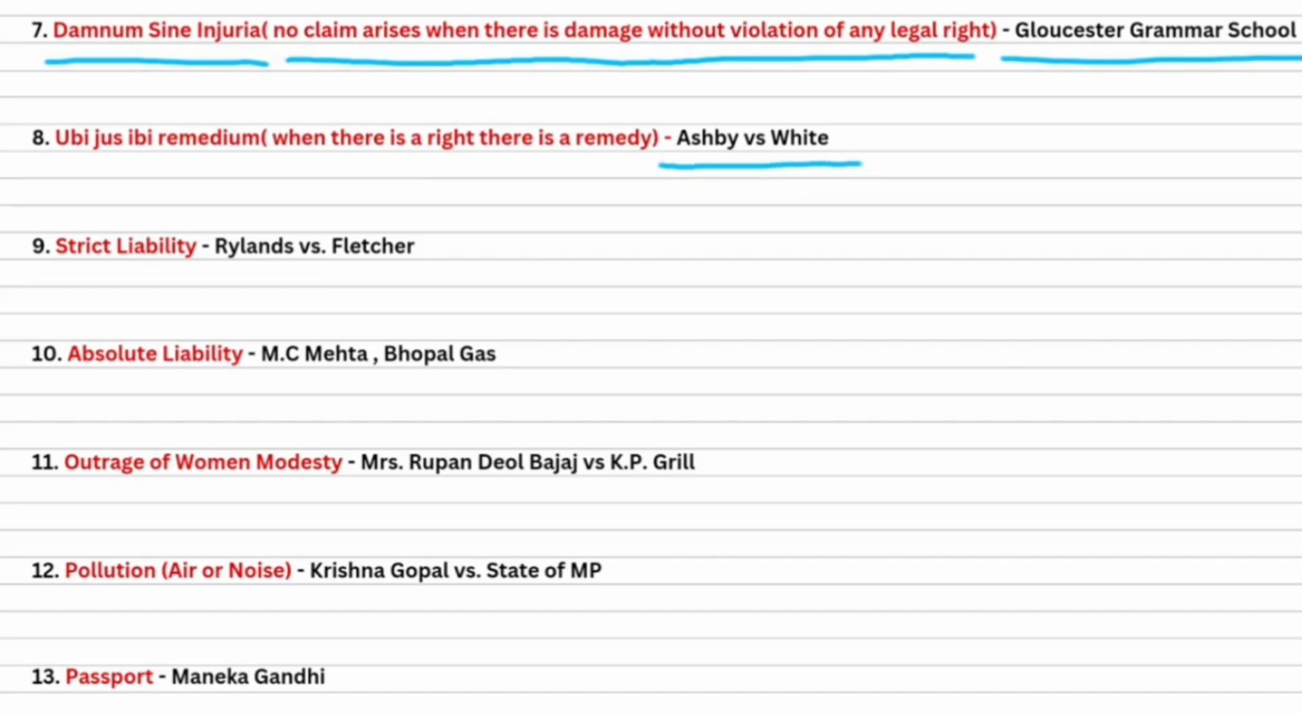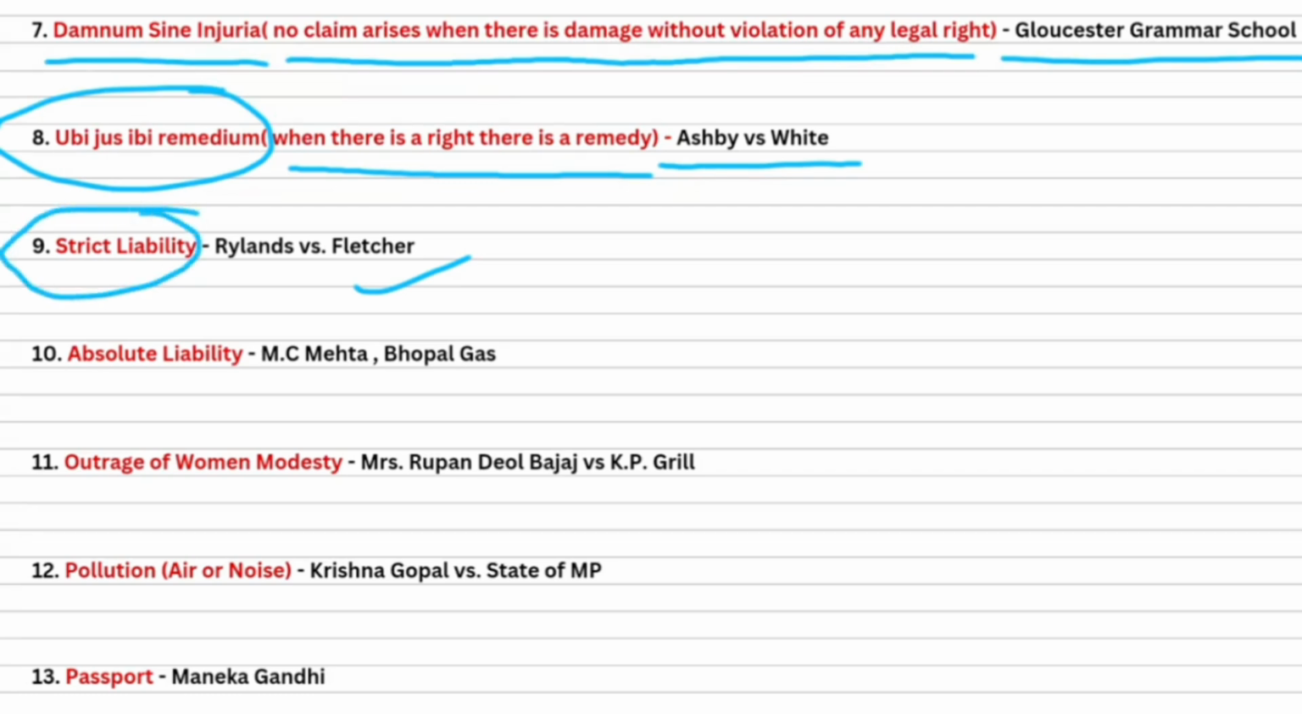Moving on, the next case is Ashby versus White. This case is known for establishing the principle of ubi jus ibi remedium, which means when there is a right, there is a remedy. Next, we have Rylands versus Fletcher. This is known for establishing the doctrine of strict liability. In this case, it was held that a person is strictly liable for damages caused by dangerous things that they have kept on their property, even if they were not at fault when such dangerous thing was set loose.